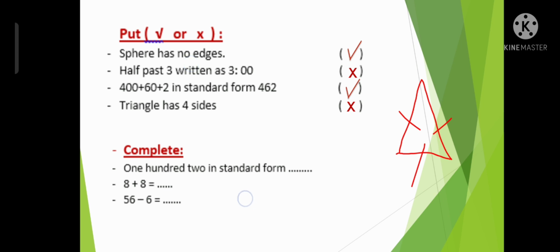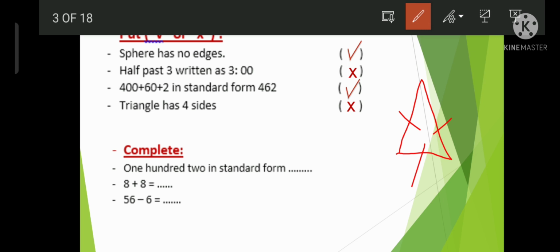Complete. 102 in standard form. When I get the word 100, our number will be 3 digits: 1, 2, 3 digits. I have 1 in the hundreds place. Then 2. I don't have any tens, okay? So our tens place is 0, and we have 2 in the ones place.